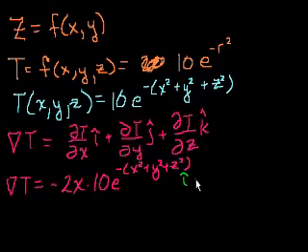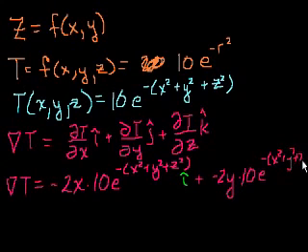And now we can do the same thing for the y direction. So plus, what's the partial derivative of this with respect to y? Well, it's going to look very similar. The partial derivative of this inner function with respect to y, it's minus y squared, so it's minus 2y, and then the derivative of the whole thing is just itself again. So times 10e to the minus x squared plus y squared plus z squared, and then all of that times the unit vector in the y direction, j.